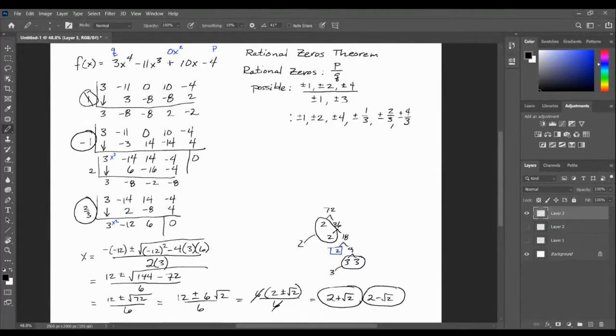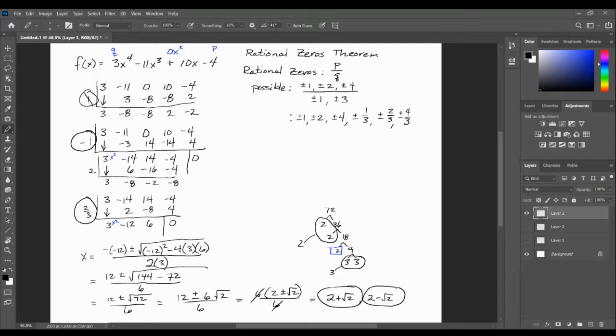So that's our process. And as I said, it's a little weird, and I know it is. We had a 4th degree polynomial. We needed to find the zeros. And as I said, there were so many numbers we could pick from, but by using the rational zeros theorem, we were able to limit the number to pick down to 12 numbers.